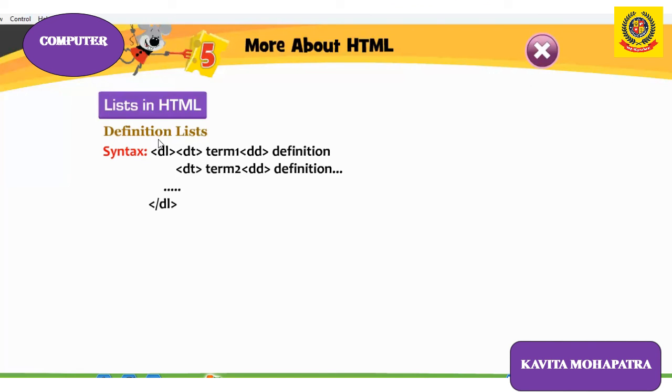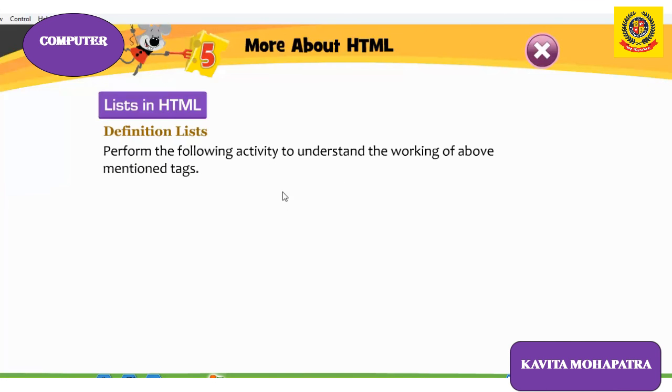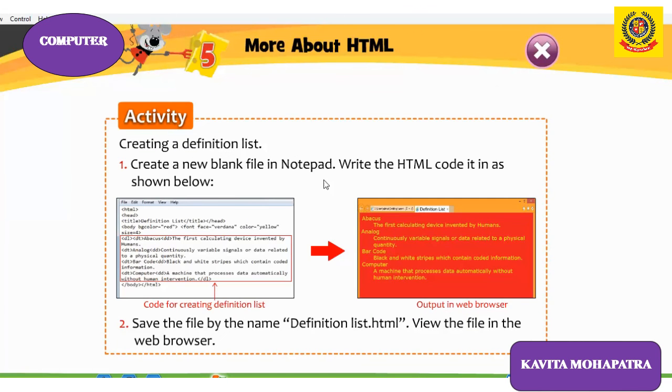So children, you have to do that example. The syntax: first you write DL, which stands for definition list, then DT, the definition term, then DD, the definition description, then DT term 2, then DD. To perform the following activity given in the example: the activity on page number 81, creating a definition list. Create a new blank file in notepad and write the HTML code as given on page number 81.